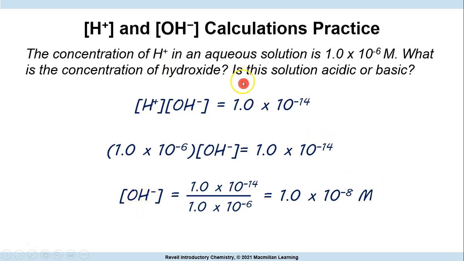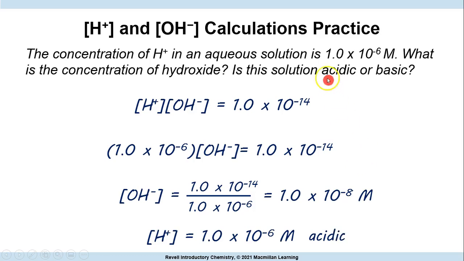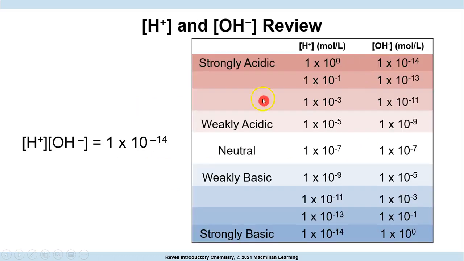Now the next question is, is this solution acidic or basic? We've been told that the solution contains 1.0 times 10 to the minus 6 molar hydrogen ion. So that means the solution is acidic. Looking at our table, that is an acidic value. So from what we've seen, our answer was 1.0 times 10 to the power minus 6. That is around this area here, which is weakly acidic.